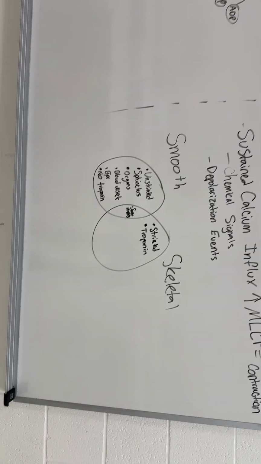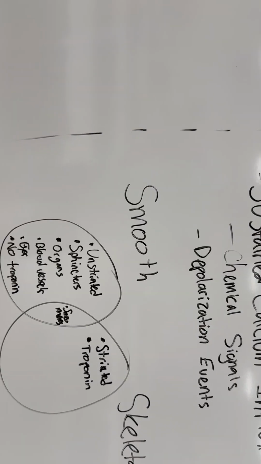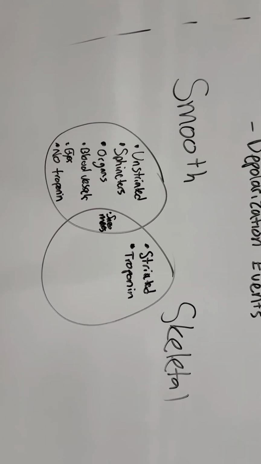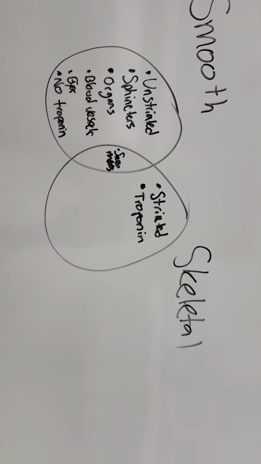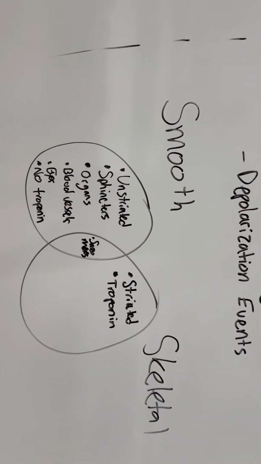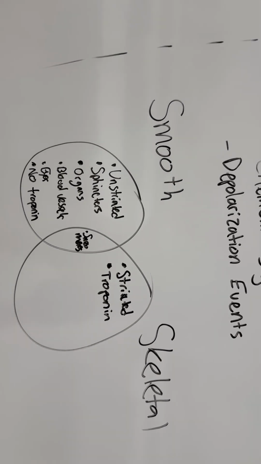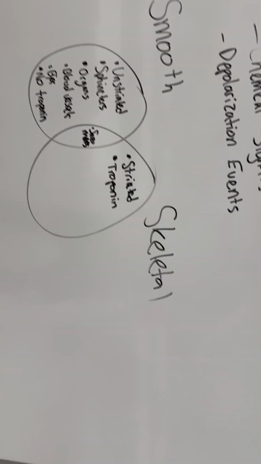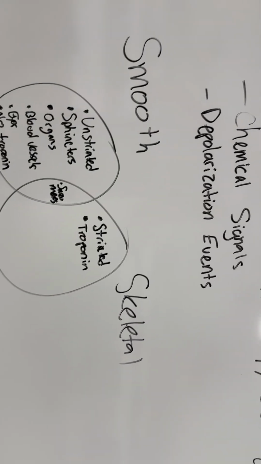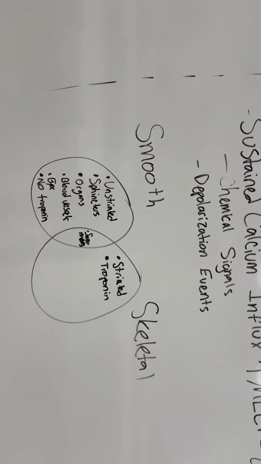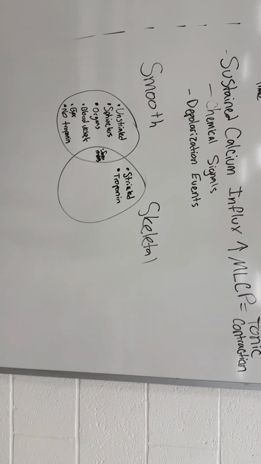So now, comparison between smooth and skeletal muscle. Smooth muscle is unstriated. It's built a little differently from skeletal muscle, which is striated. And skeletal muscle has troponin; smooth muscle does not. Smooth muscle is found in sphincters, organs, blood vessels, and the eyes. Skeletal muscle is found on the muscles of our skeleton. In common, they both have sarcomeres, and they both use actin and myosin. So there are just a couple of little differences between the two of them.